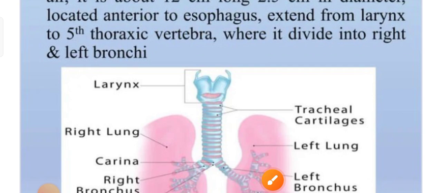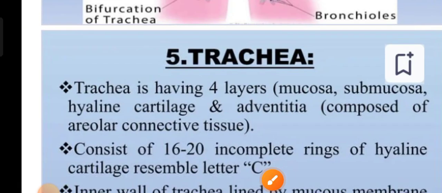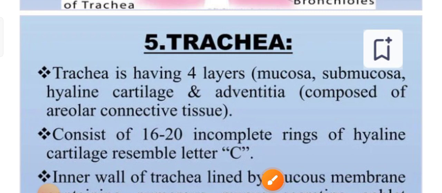It is divided into right and left bronchi. It extends from the larynx to the fifth thoracic vertebra. From here to here it will extend like this. The trachea has four layers: mucosa, submucosa, hyaline cartilage, and adventitia. So there are mainly four layers covering the trachea.